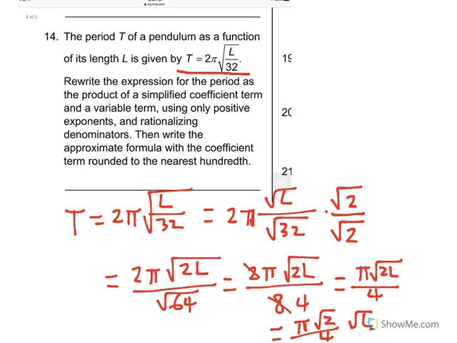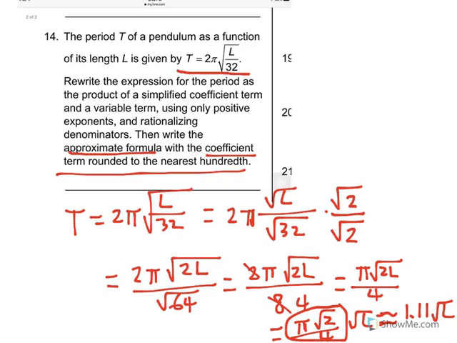And then we can go ahead and follow the directions. It says approximate the formula with a coefficient rounded to the nearest hundredth. That means 2 decimals. So we're going to plug the expression into the calculator. That's pi times the radical 2 divided by 4, which is approximately 1.11 square root of L. And that is the formula given in terms of L with an approximated coefficient.